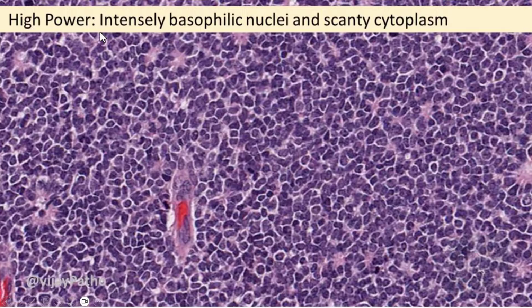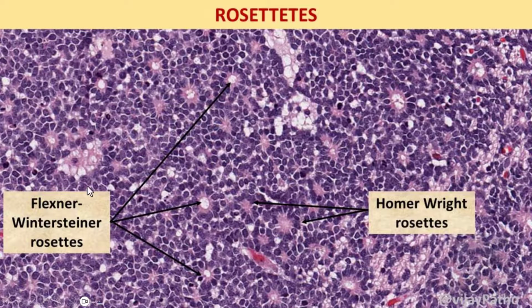When you examine the tumor at high power, all you see is intensely basophilic nuclei. Look at this. All these are intensely basophilic nuclei, very closely placed to one another, which means the cytoplasm is absolutely minimal or scanty. You can also see these special structures called rosettes, because the tumor cells are arranged in the form of a flower. There are two kinds of rosettes which you need to remember in retinoblastomas.